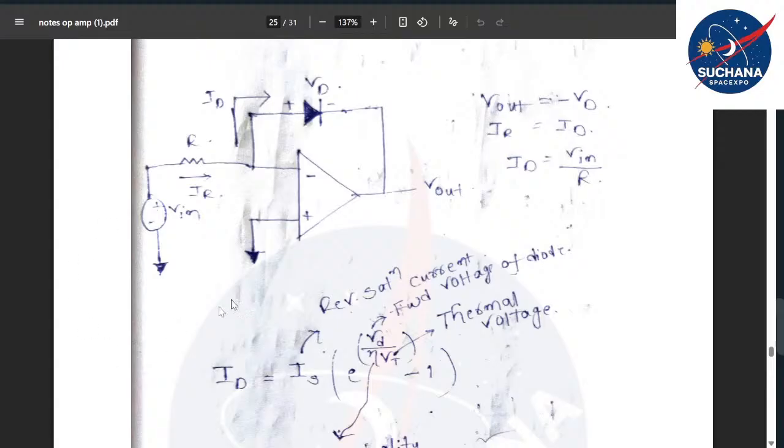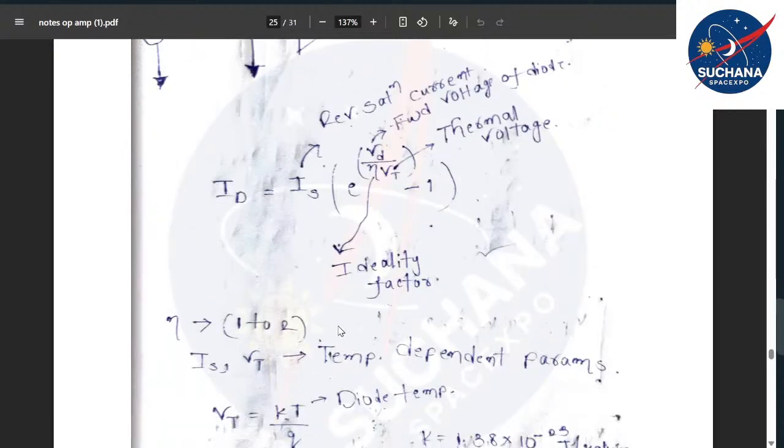Okay, so this particular expression gives the current flowing through the diode. Coming to this neta, it is the ideality factor. This ideality factor can vary from 1 to 2, so neta can take a value from 1 to 2. Here there is one very, very important point.